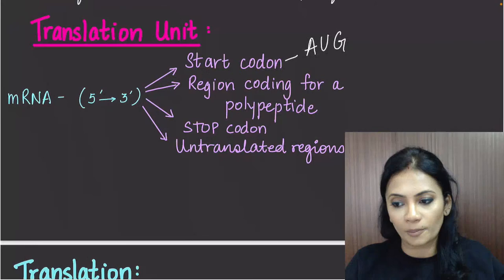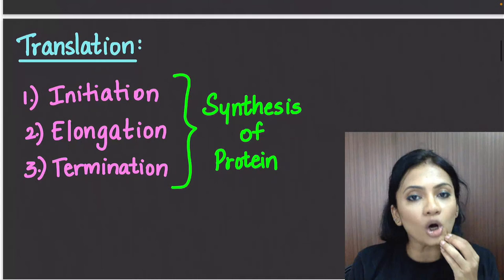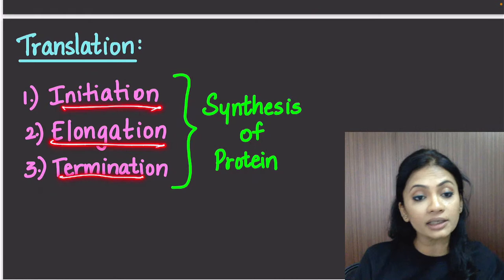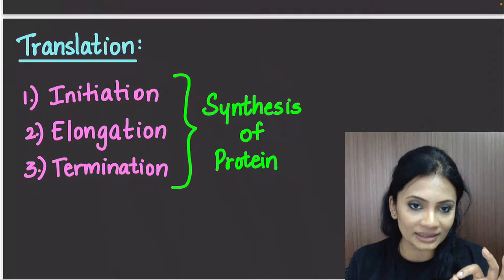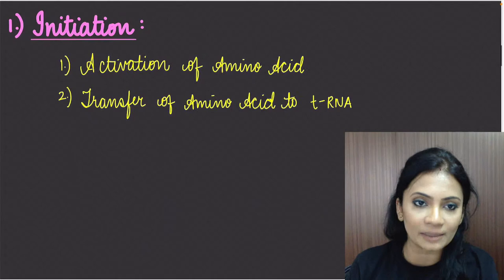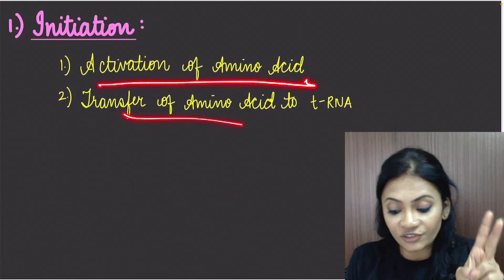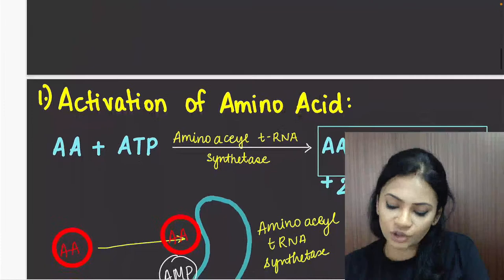Fine. So translation also, just like transcription, has three processes: initiation, elongation and termination. So this is how we're going to synthesize a protein. How exactly is initiation taking place? One, activation of the amino acid. Two, transferring that amino acid to the tRNA.